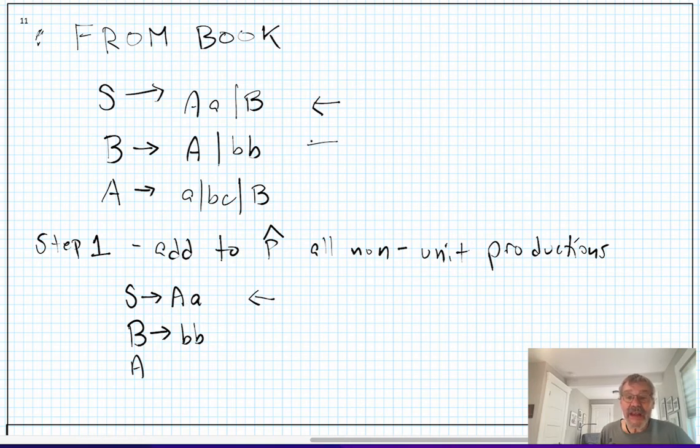Likewise, when we come over to here, we have that B is given by capital A or lowercase bb. B given A, of course, is a unit production, so we get rid of that, but we still have in there B given by the little bb. Now we come over here and we have A given by lowercase a, or BC, or capital B. A implies B is a unit production, so we get rid of that, but that still leaves us with a or BC. So first of all, this is what P hat looks like at this point.